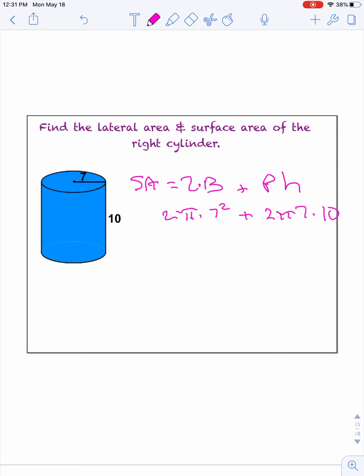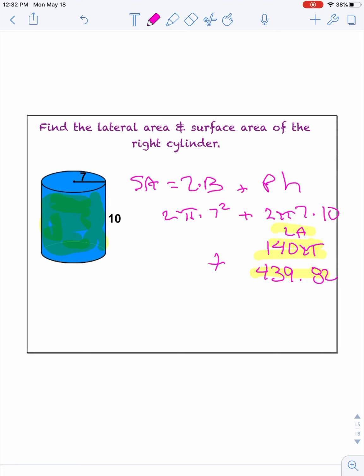So my lateral area, if I do it in simplest exact form, is 140 pi. This is the lateral area, which is approximately 439.82. So that is this area right around in here, all the way around. So there's your lateral area.